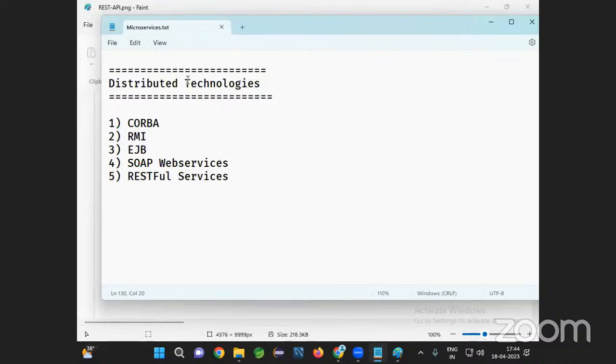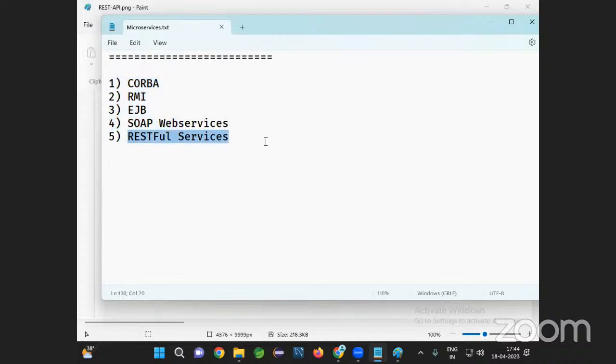Are you guys clear? What are the technologies available to develop distributed applications? Corba is available. RMI is available. EJB is available. SOAP web services are available. And RESTful services are also available. Now all these are outdated in the market. Currently people are going with RESTful services. Are these RESTful services only for Java, or for .NET and Python also? RESTful services are available in every technology. In Java, we can develop RESTful services. .NET people can develop RESTful services. Python people can also develop RESTful services.